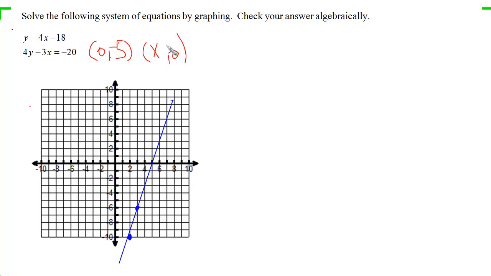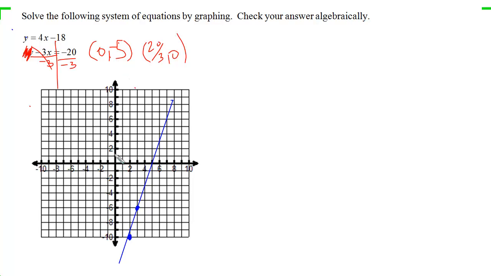I do the same thing here with the y value. I'm going to make it a 0, so that would cancel, and I just have negative 3x equals negative 20. Divide by negative 3, and I get a positive 20/3. So that's not a great point there for the intercept, but let's plot this one.